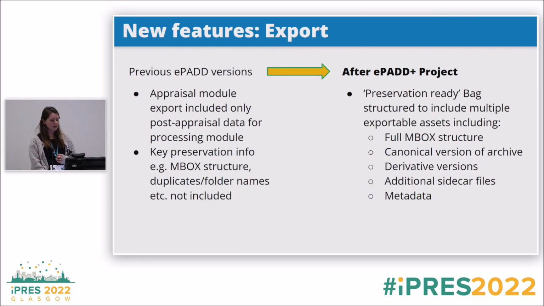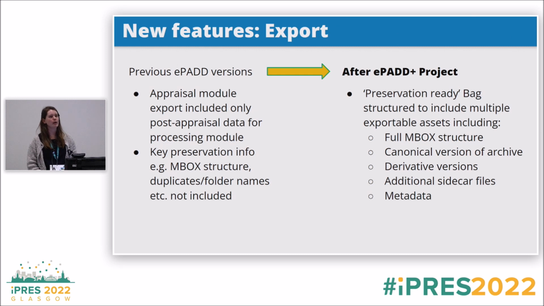And then finally, in terms of export, we wanted to make sure that the package was really as preservation ready as possible. So it's including the broadest sort of set of data about the collection as possible. And that would include the original email files in their native file format, as we call them, the canonical version, the converted mbox if applicable, and then derivative, appraised, or processed versions of the collection.